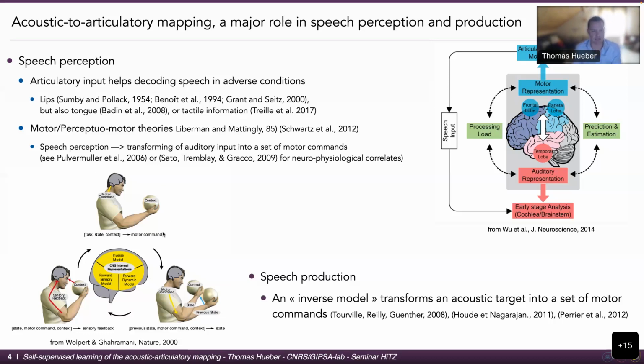So I will come back at the end of my talk to a more specific model of speech motor control. But the take home message here is that we need to learn this acoustic to articulatory inverse mapping when we want to learn how to speak. And we use it when we perceive speech and when we produce speech.